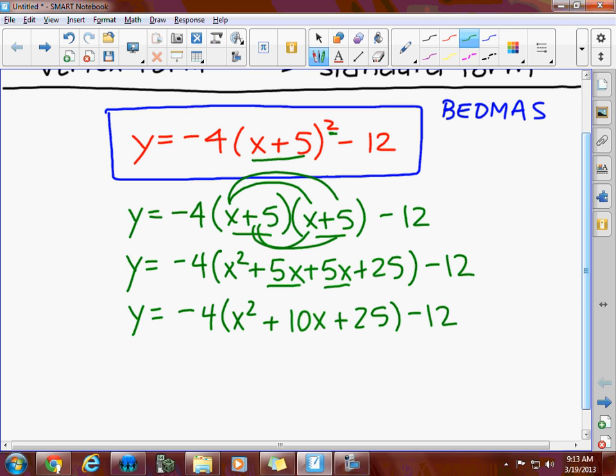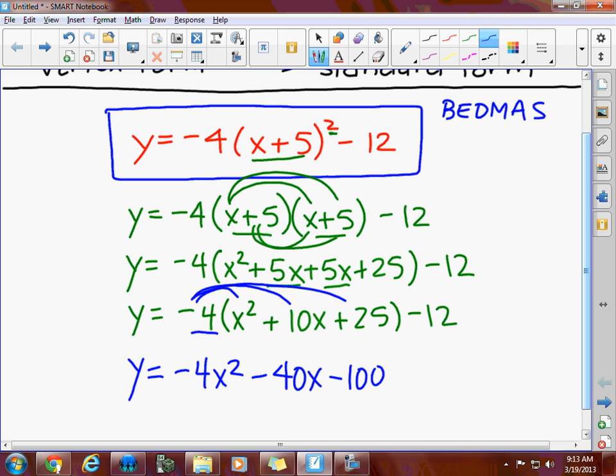Now the next step that we want to do is to deal with this multiplication on the outside of this negative 4. That means this negative 4 has to be distributed into that trinomial behind it. So we're going to say negative 4 times x squared is negative 4x squared. Negative 4 times a positive 10 is minus 40x. And negative 4 times a positive 25 is negative 100. So now I distributed all that in, and I can't forget that we always have this minus 12 out the back.